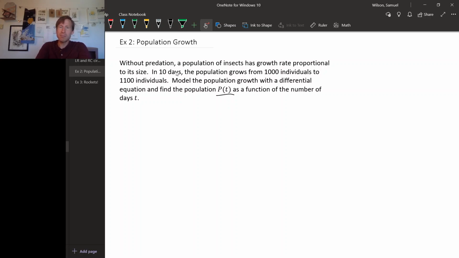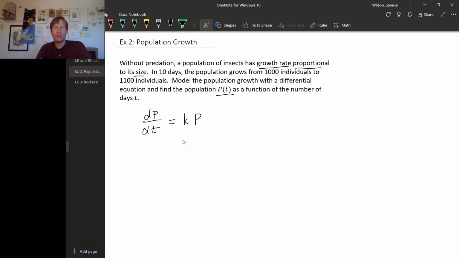So one important thing about this sort of unconstrained population growth scenario is that typically the growth rate of a population is proportional to the size of the population. So if we translate that into mathematical language, we get the growth rate of the population, that's dp dt, and the size of the population is just p. So remember, proportional to means it's a constant times. So we have some constant times p.